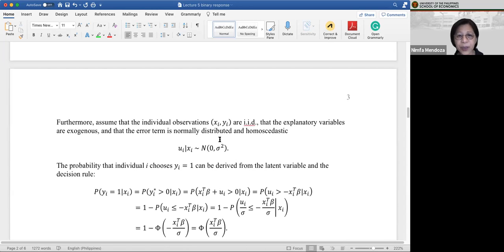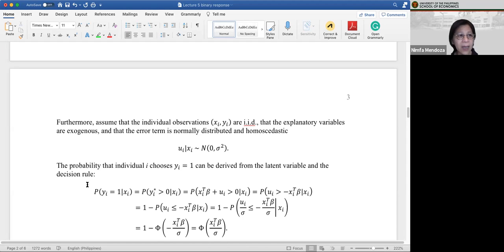And that the error term is normally distributed and homoscedastic. So we have two strong assumptions here. The variance sigma squared is constant across the i's, and also the disturbances are normally distributed. So the conditional error term is normally distributed and homoscedastic.